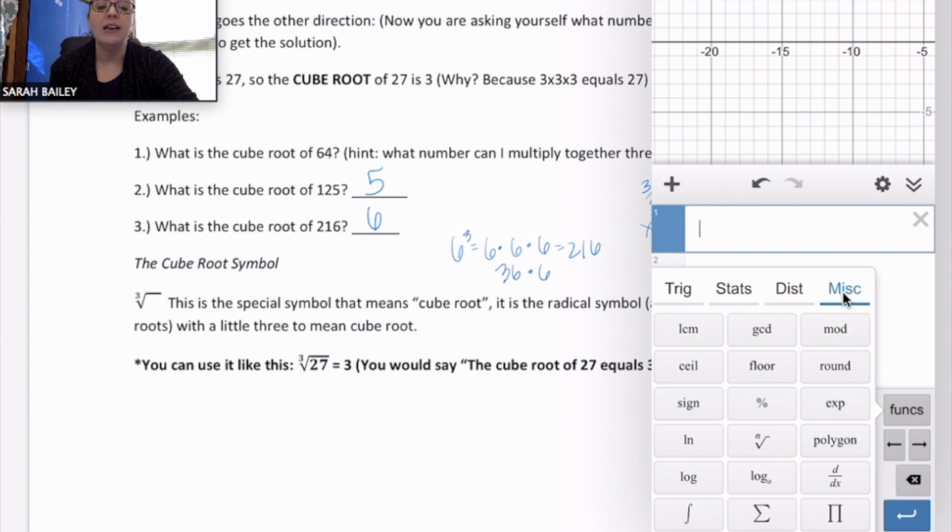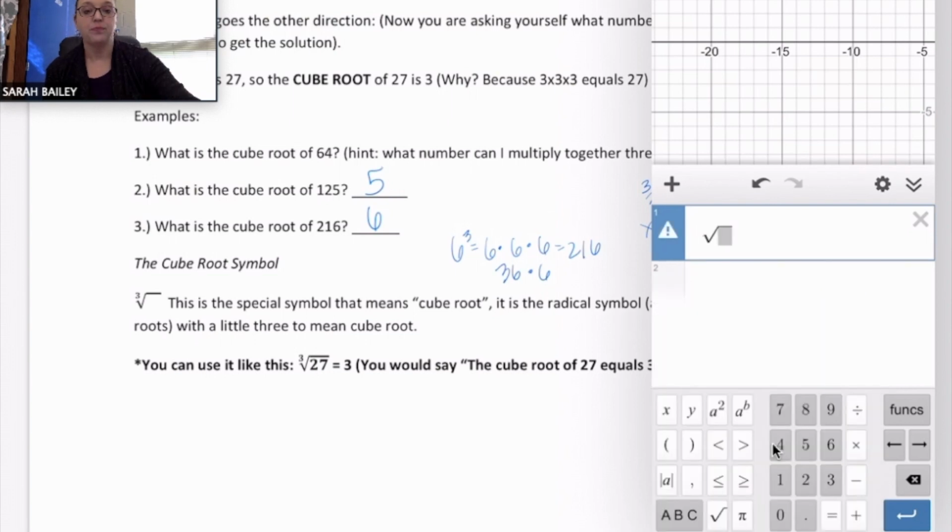And then you may need to tap right here where it says MISC, meaning miscellaneous. So you want miscellaneous, and then you want this right here. This means the nth root. So I'm going to tap that. And so the little blinker is right here. So that's where we want the cubed root.